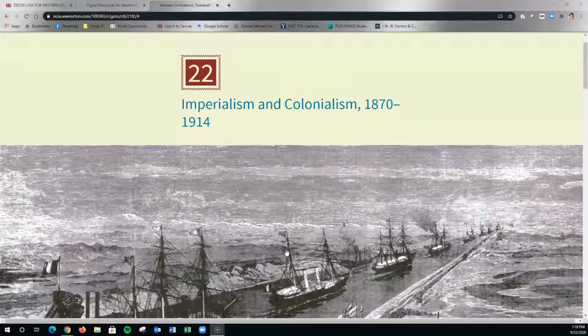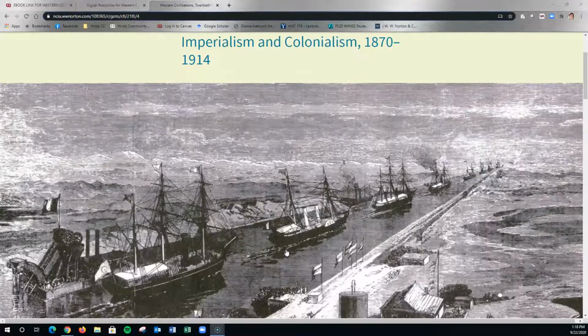The first imperialism was the imperialism of the Spanish and the Portuguese as they moved into the New World. Well, this is a second wave of imperialism that's going to carry us into other parts of the world, most notably Africa, the Far East, and even into Southwest Asia and the Middle East. So this is a new type of imperialism.